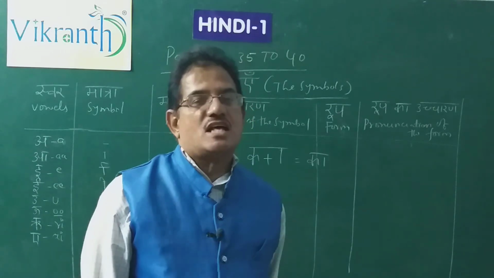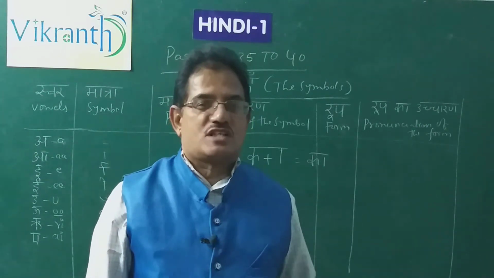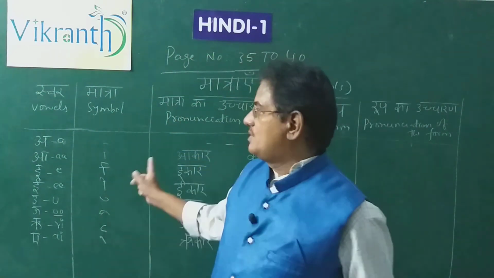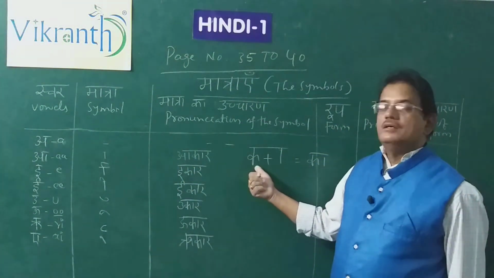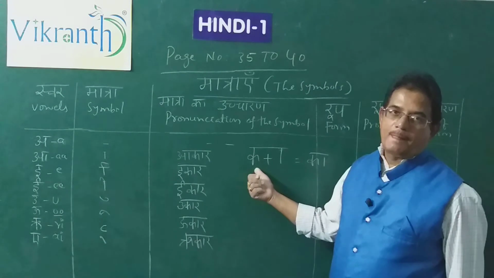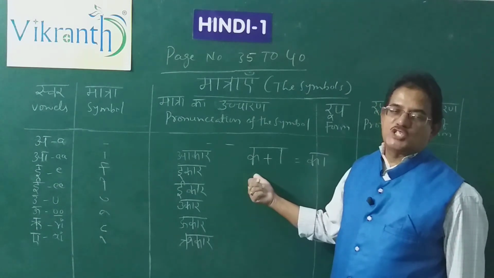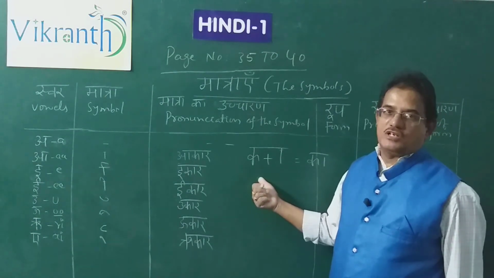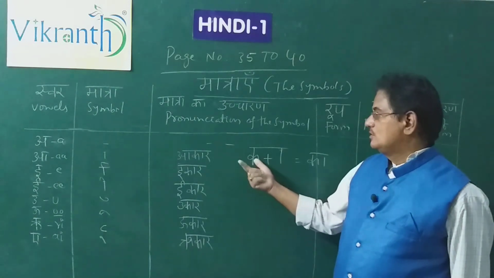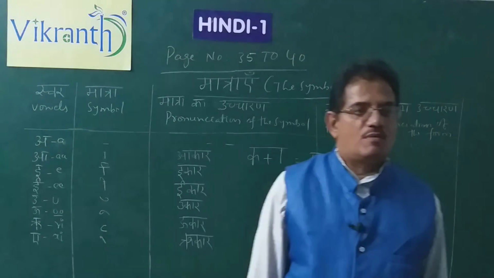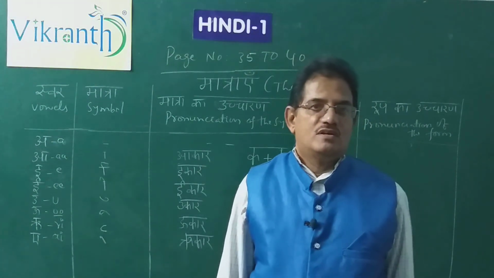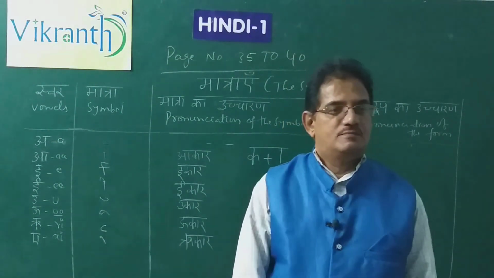These symbols are useful in writing the words correctly. By adding these symbols to the consonants, means Vyanjan, those Barakhadi are formed. Swar means vowels, Vyanjan means consonants. Okay, children, with that we come to the end of this first class textbook.